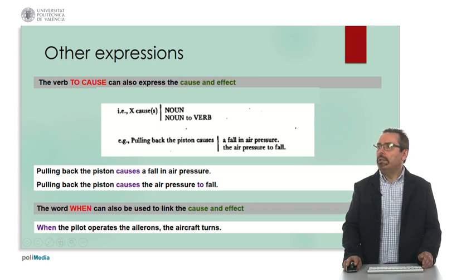Here we can also use the verb to cause to express a cause and effect relationship, with or without a verb. Here we have two typical examples. Pulling back the piston causes a fall in air pressure, or pulling back the piston causes the air pressure to fall. Or the word when can also be used to link a cause and effect. For example, when the pilot operates the ailerons, the aircraft turns.